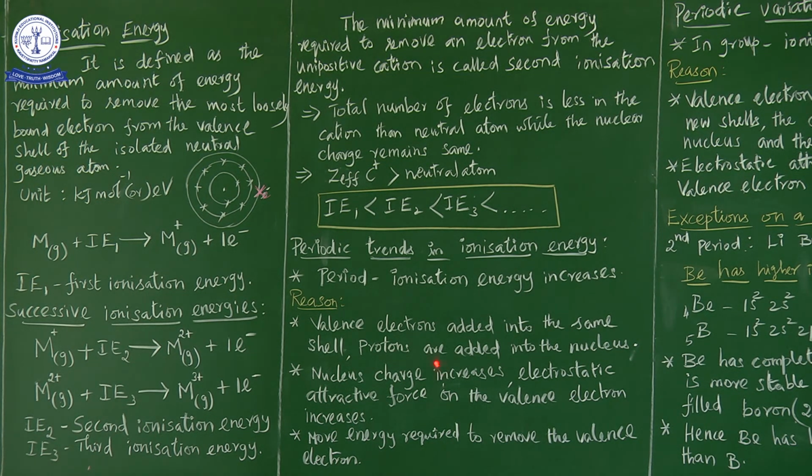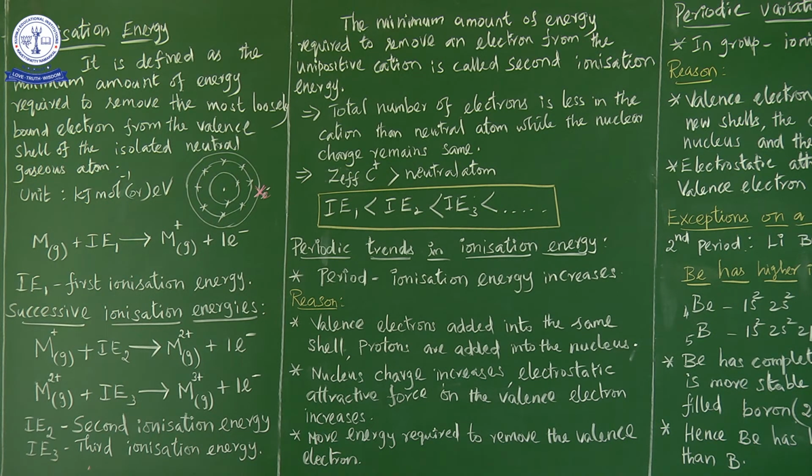So the attractive force between the nucleus and the valence electron increases, and it strongly attracts the electron. In atomic radius, we said it strongly attracts the valence electron, so the size of the atom decreases. Here we give an additional point. It strongly attracts the valence electron, so it is not easily removed. More energy is required to remove the valence electron.